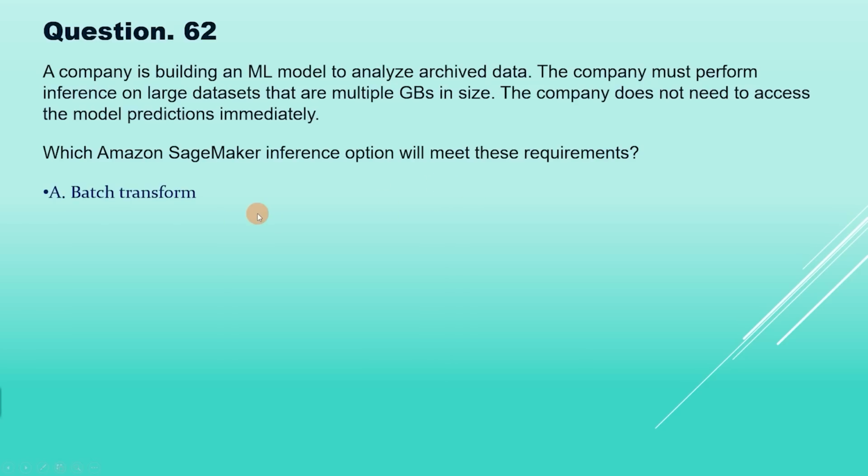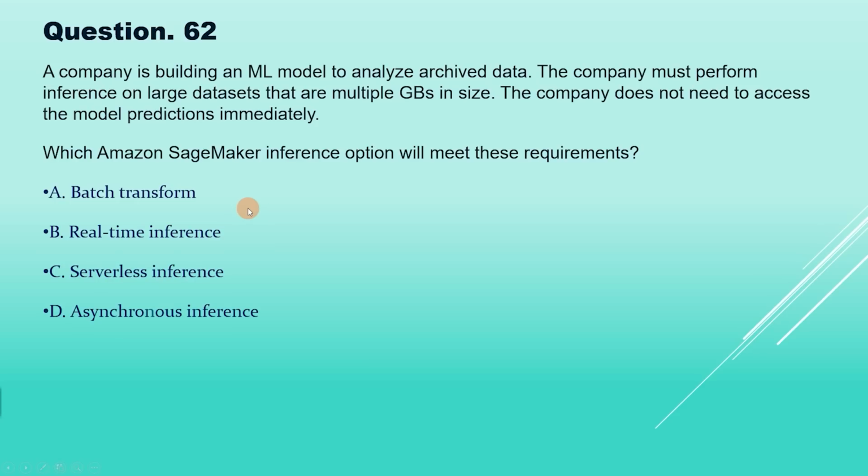Option A, batch transform. Option B, real-time inference. Option C, serverless inference. Option D, asynchronous inference.